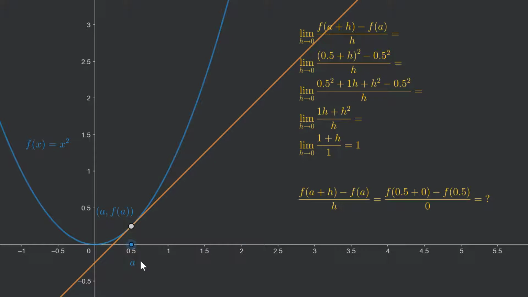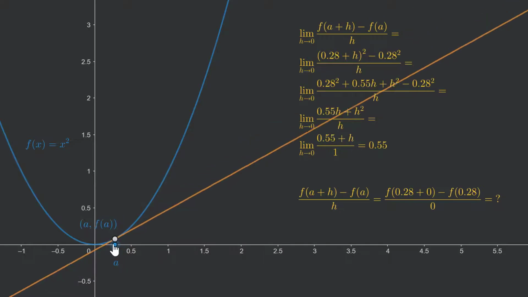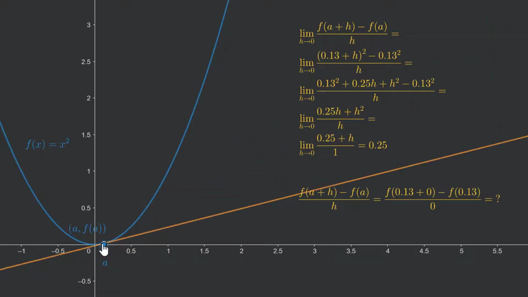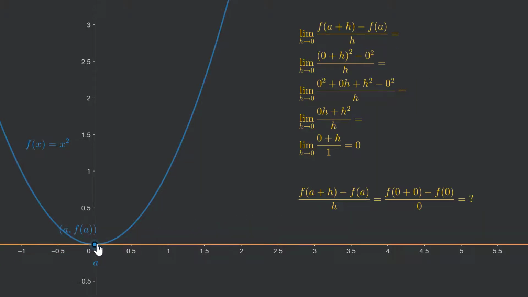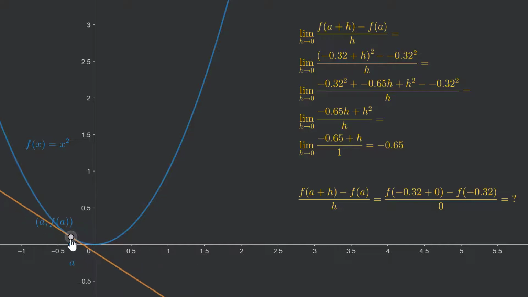So in this case, at point 0.5, we find that the slope of the tangent, or the derivative of the function f, is 1. And we can go further to the left and watch what happens to the tangent slope. As we approach 0, you see that the tangent gets horizontal and the derivative is 0. And we can even go further to the left, where you see that the tangent slope gets negative. Negative slope, negative derivative.